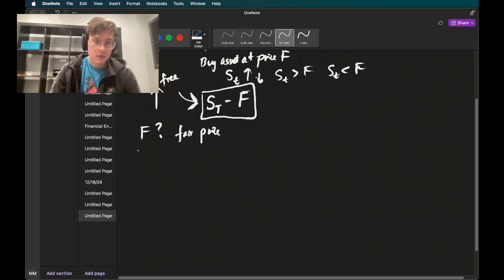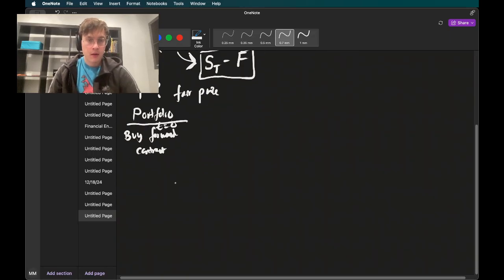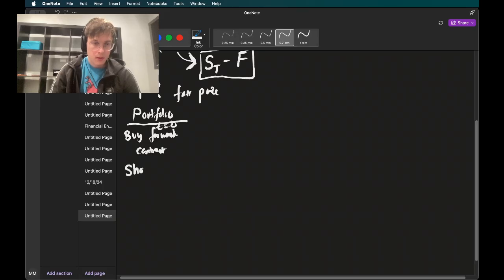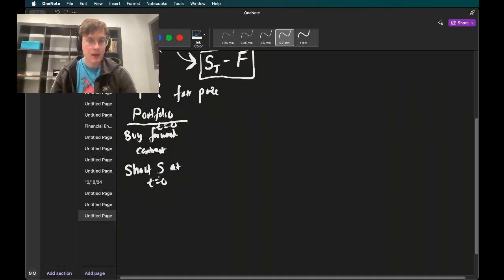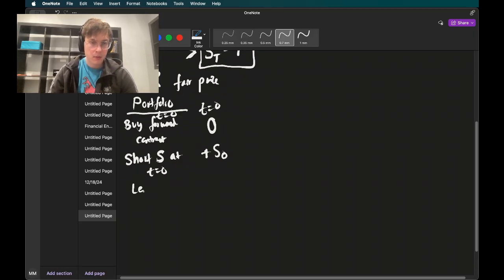In order to understand that, let's construct a portfolio. So here is our portfolio. Sorry, I should say this is time equals 0. We're going to buy the forward contract, and at the same time, we're going to short S at t equals 0. So what does short mean? It means we are going to borrow the stock from somebody and immediately sell it. And this means that at t equals 0, again, this is 0 because it doesn't cost anything to enter into this forward contract. And we're going to short it, which means we're immediately going to get a cash flow of plus S_0. And at the same time, what we're going to do immediately with this cash flow is lend it. So we're going to get minus S_0.